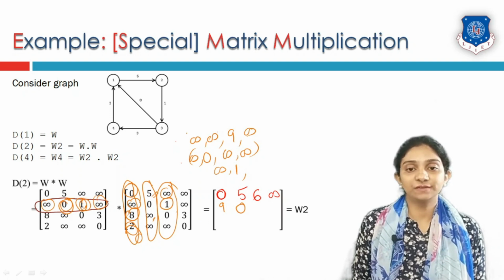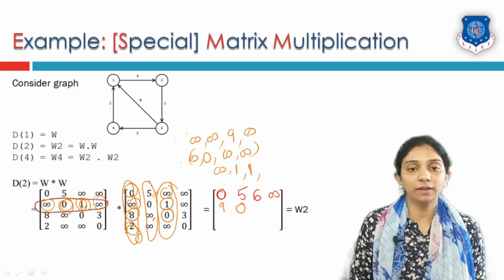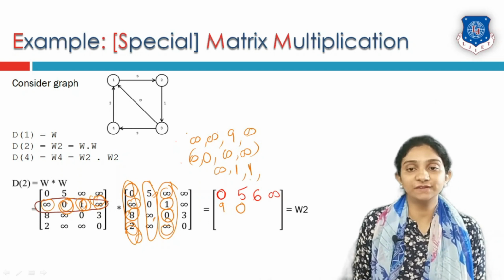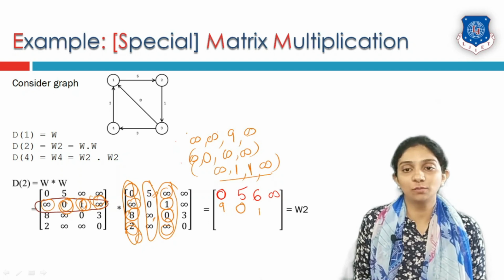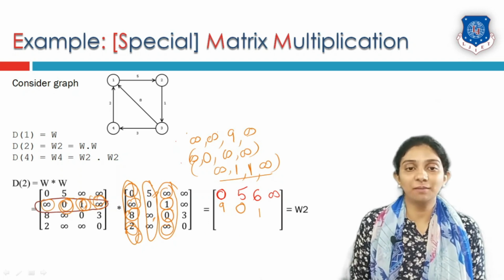1 plus 0 is equal to 1 and infinity plus infinity is infinity. So minimum value out of these 4 is 1. So next element will become 1.